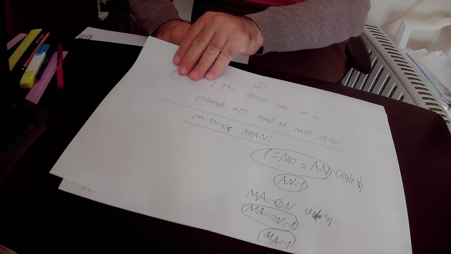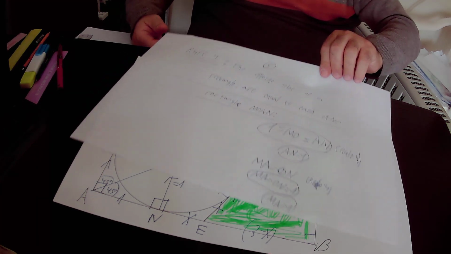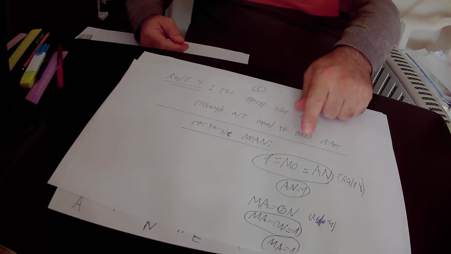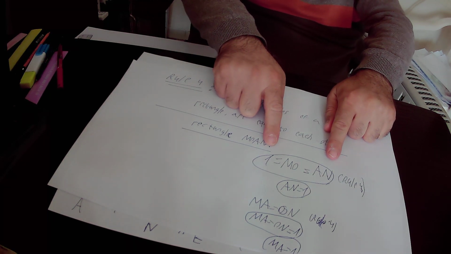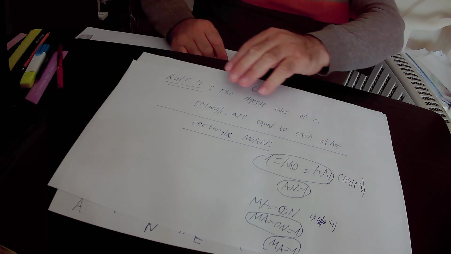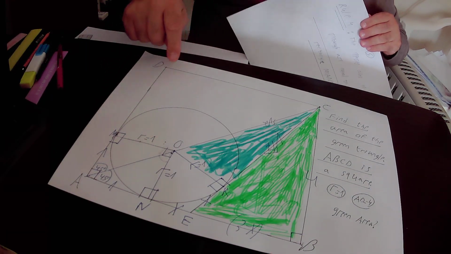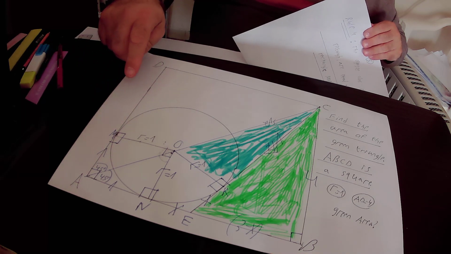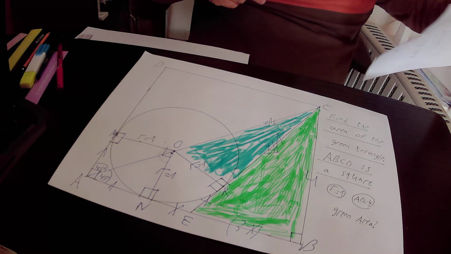But we already know that MO equals 1 unit, so we can write here that MO equals 1 unit, and from this equality we will get that AN also equals 1 unit. Likewise, side MA of rectangle MOAN will be equal to side ON, according to rule number 4.